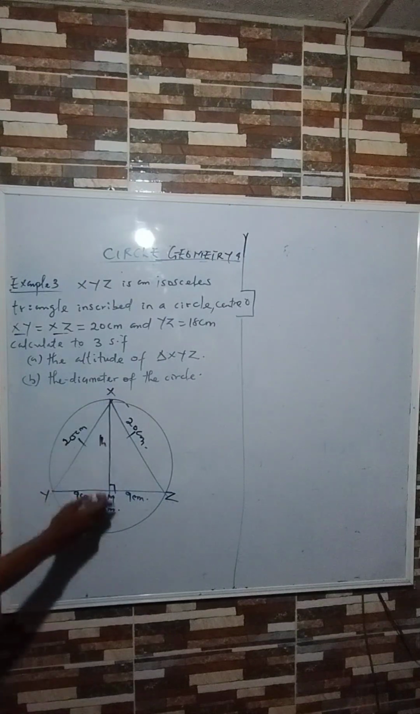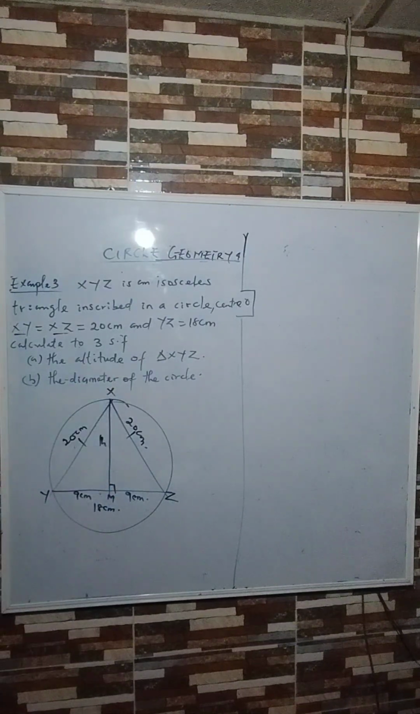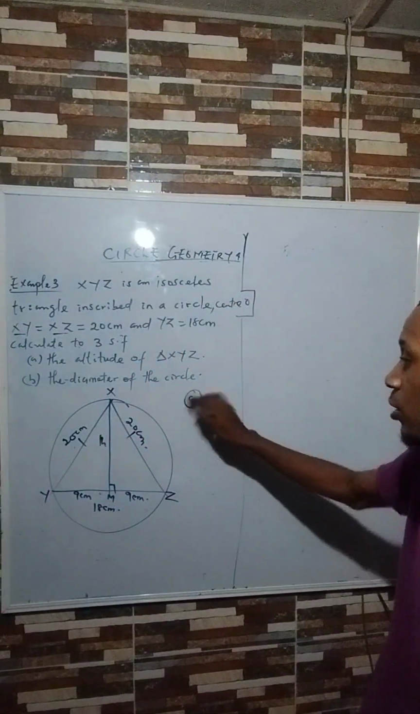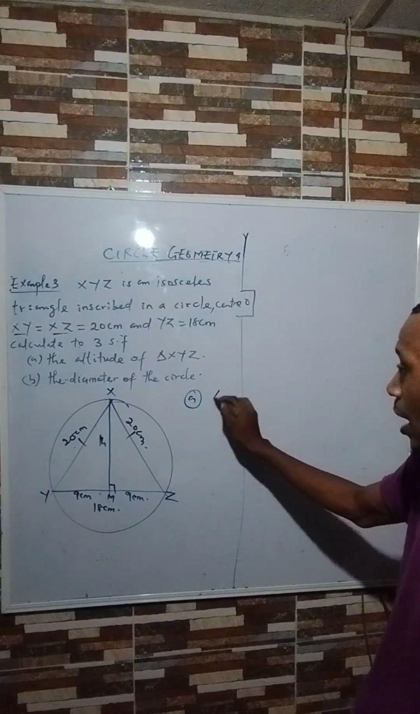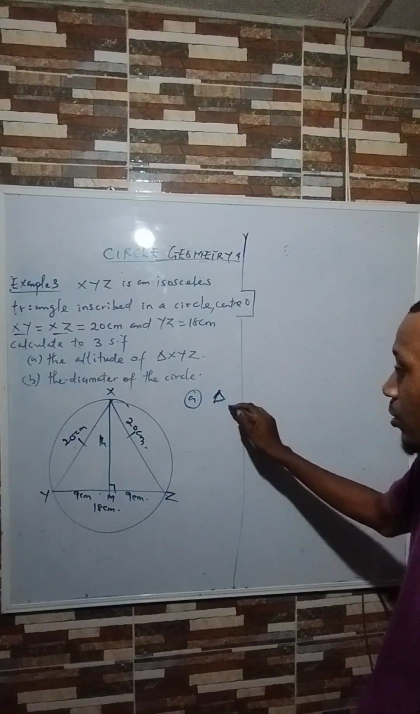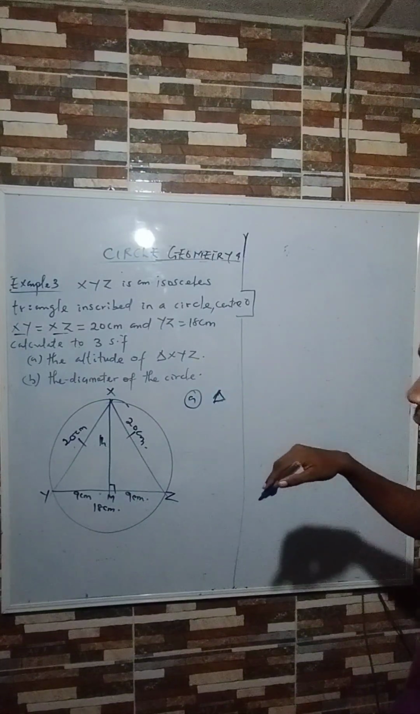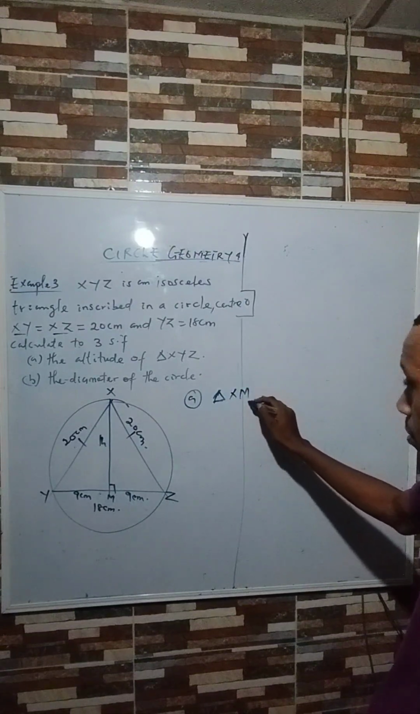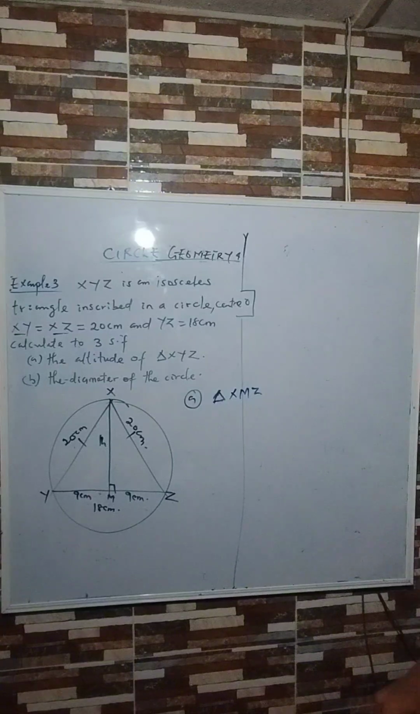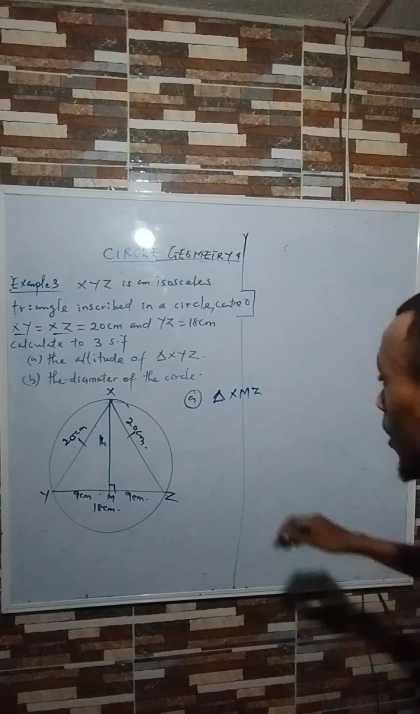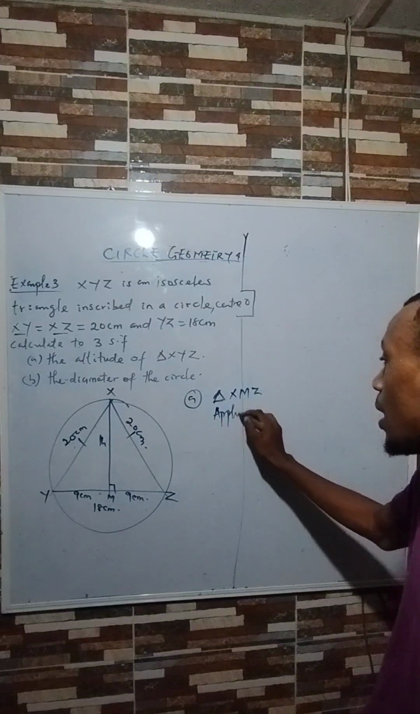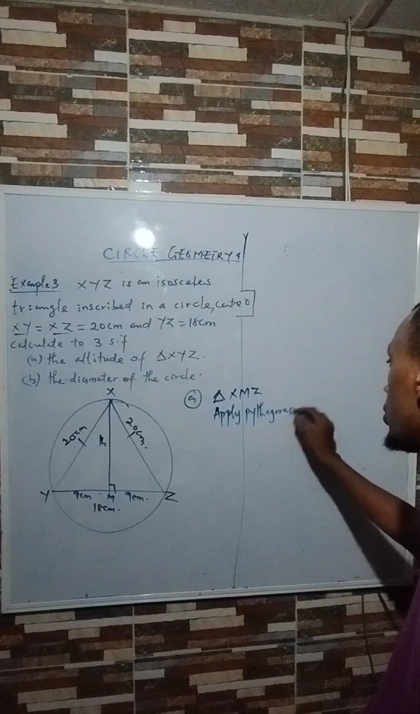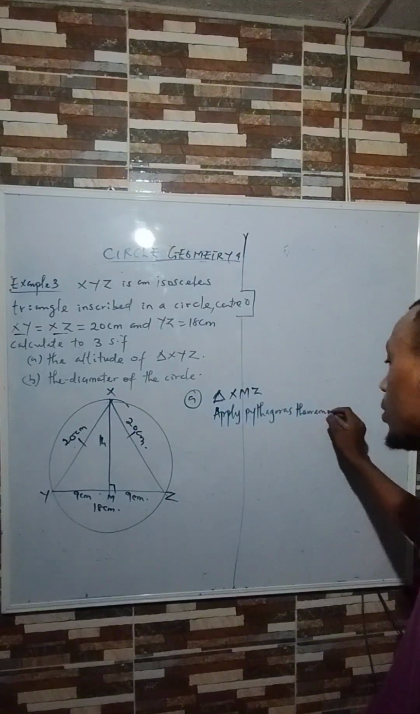So this is actually forming a right angle triangle here. To calculate the altitude, let's consider triangle XMZ. With this, we can apply Pythagoras theorem. We can apply Pythagoras theorem here.